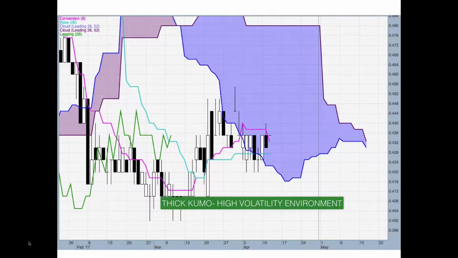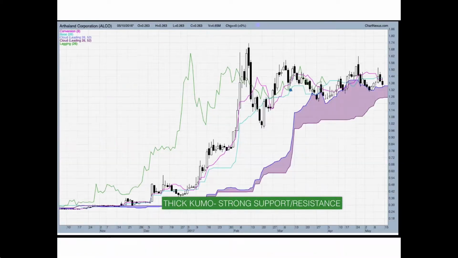Now, if you have a thick Kumo, you expect high price volatility because the distance between the Senkou A and B is very wide. Therefore, price will try to oscillate between those two spans. The Kumo area is thus essentially a trading range. So prices will tend to go back and forth within that area, and that has no clear direction.